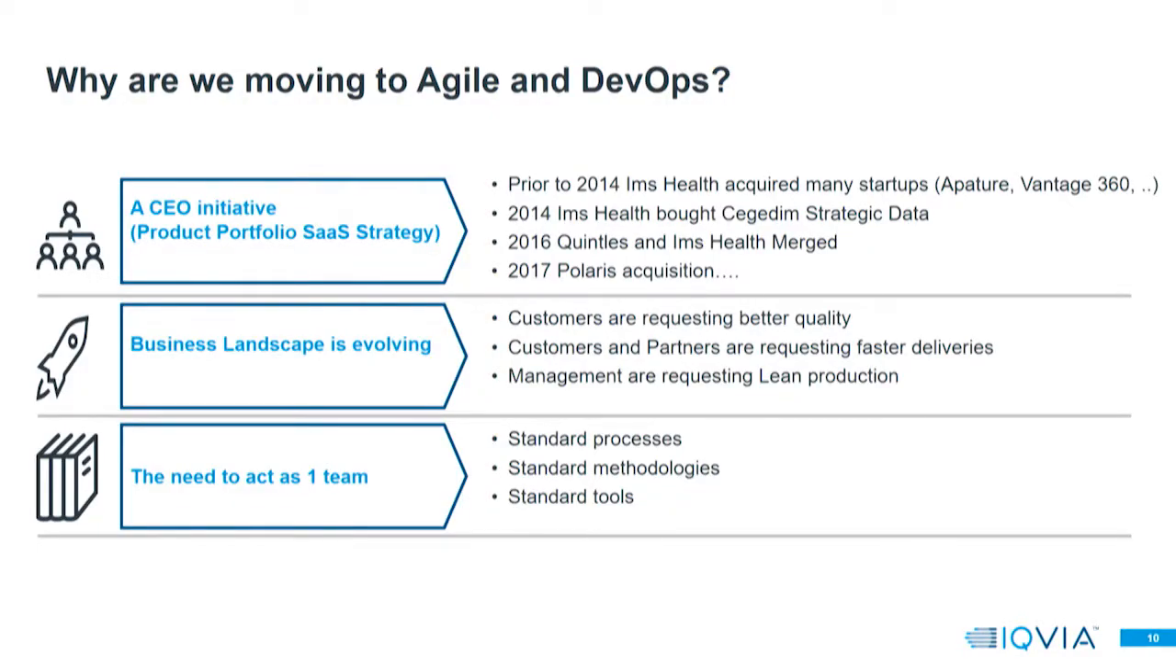On the business side, our customer partners are requesting us to deliver faster and better products, okay? And we need to do that with pressurized budget on our operations. And finally, we need to act as one team because we are running under a heavily regulated context. And so we need to have standard operating procedures, and standard tools as well.